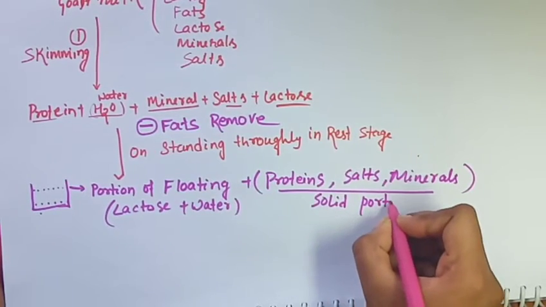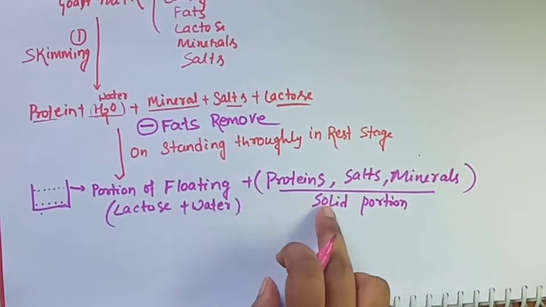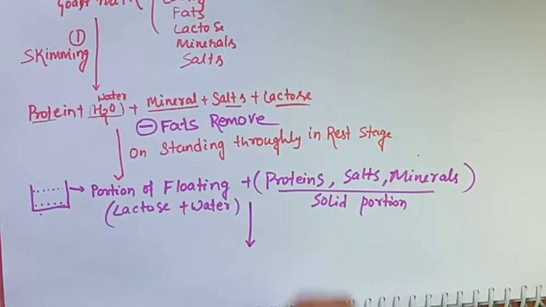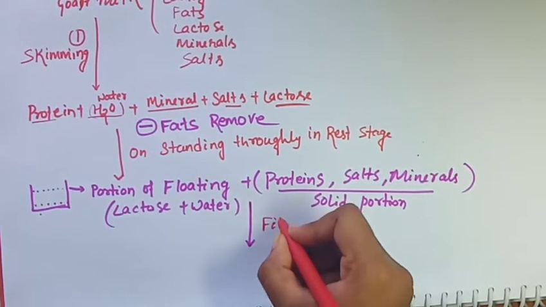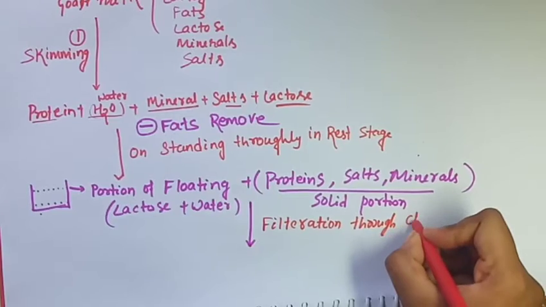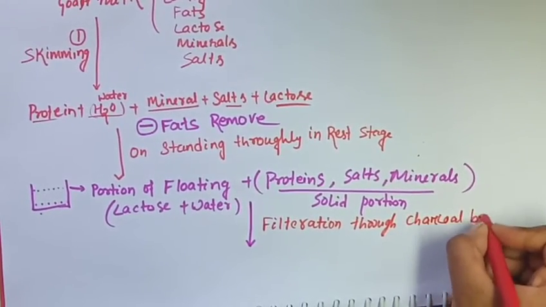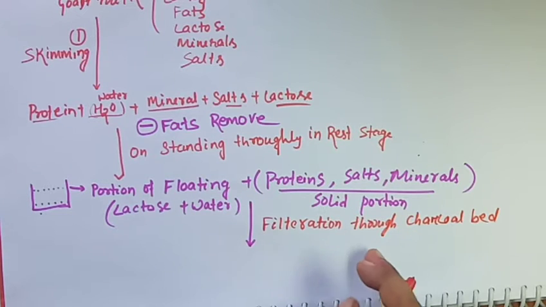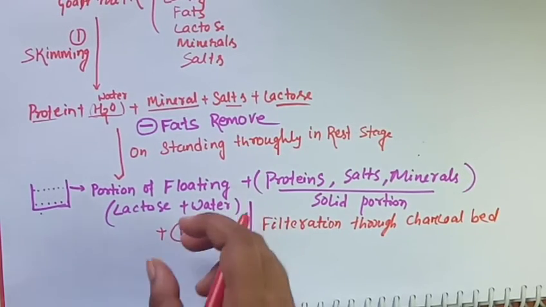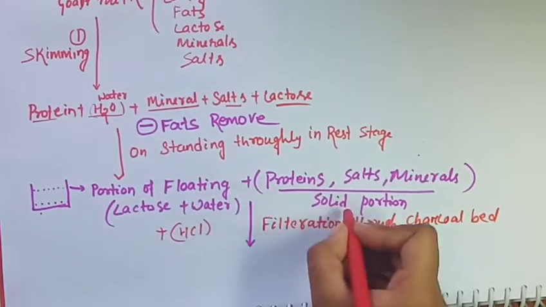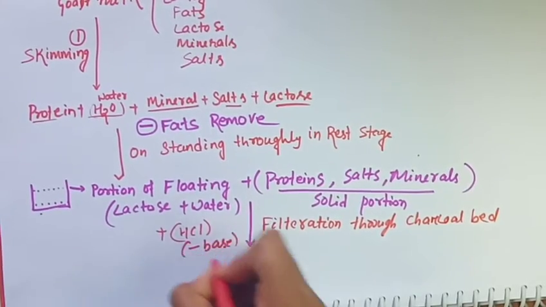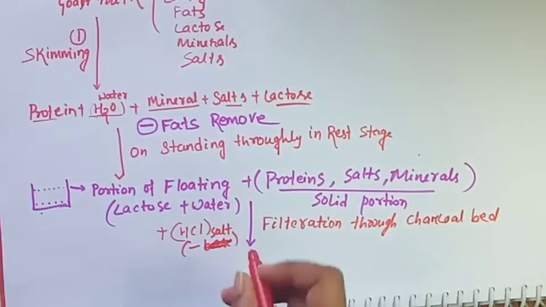So what can we do? How do we separate this solid and floating, meaning liquid, portion? By filtration through a charcoal bed. We do the filtration through the charcoal bed by adding HCl, an acid. The HCl reacts with the bases and forms a salt, so the salts will be removed.